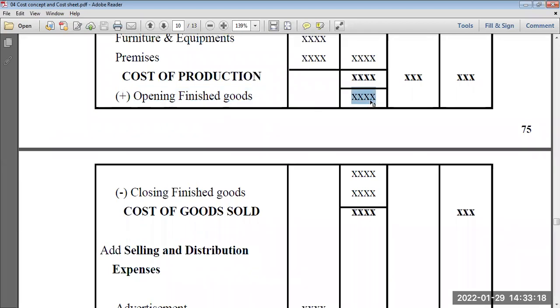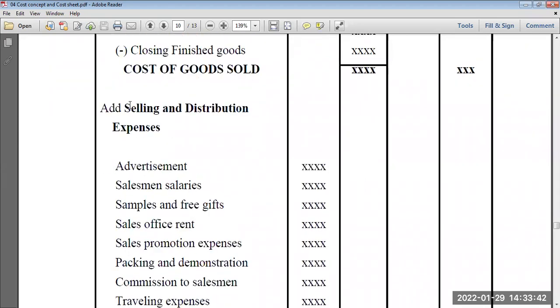Opening stock of finished goods value, minus this year's closing stock of finished goods, which are the units we estimate we cannot sell. Okay, that is called closing stock of finished goods. You subtract that, and the rest of the amount is called cost of goods sold, or cost of sales. Then you have to add the selling expenses, selling and distribution overheads.